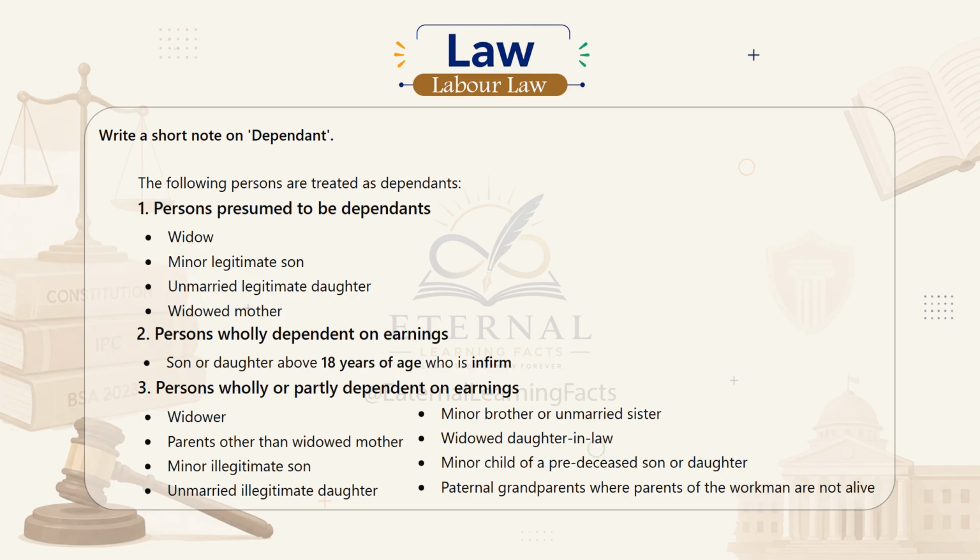Second, persons wholly dependent on earnings: son or daughter above 18 years of age who is infirm. Third, persons wholly or partly dependent on earnings: widower, parent other than widowed mother, minor illegitimate son, unmarried illegitimate daughter, minor brother or unmarried sister, widowed daughter-in-law, minor child of a predeceased son or daughter, paternal grandparents where parents of the workman are not alive.